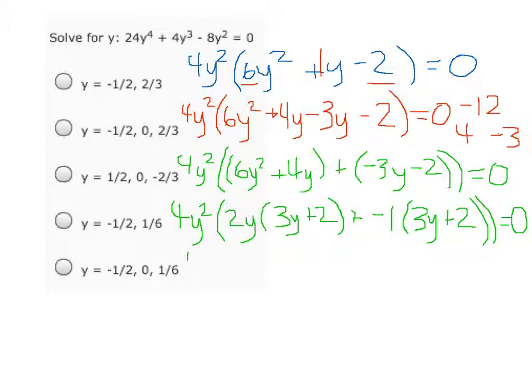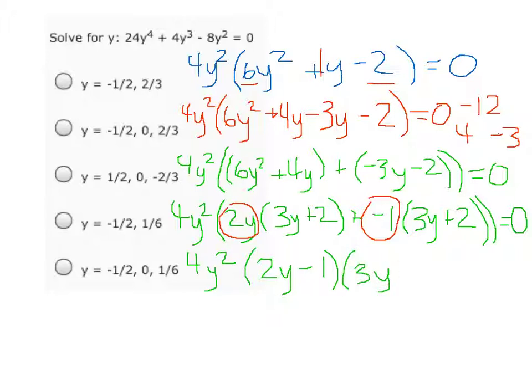Now with the final step in factor by grouping, we have the quantity of 2y minus 1, which remember came from these terms that we factored out in the grouping. And our second grouping is that 3y plus 2 that each of those grouped pairs had in common. Now, to solve for y, we need to set each of these terms equal to 0, and so we will end up with 3 possible solutions for y.